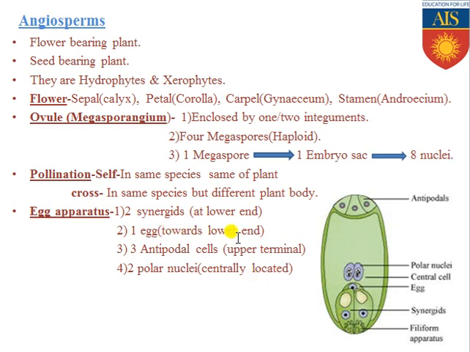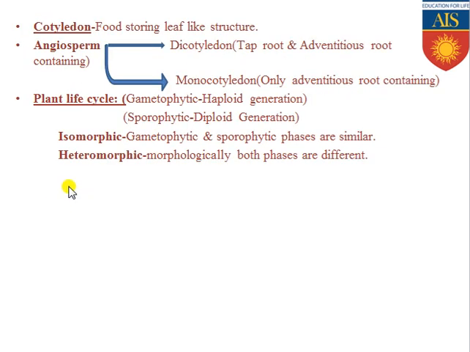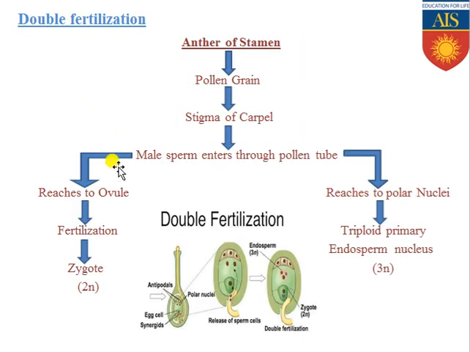Egg apparatus contains these portions: 2 synergids at the lower end, that means towards the micropylar end, and 1 egg which is present centrally, also towards the micropylar end. 3 antipodal cells are present towards the upper terminal, that means towards the chalazal end. 2 polar nuclei are present centrally. Okay, so this is overall the structure of the embryo sac or egg apparatus. Going for the next slide.